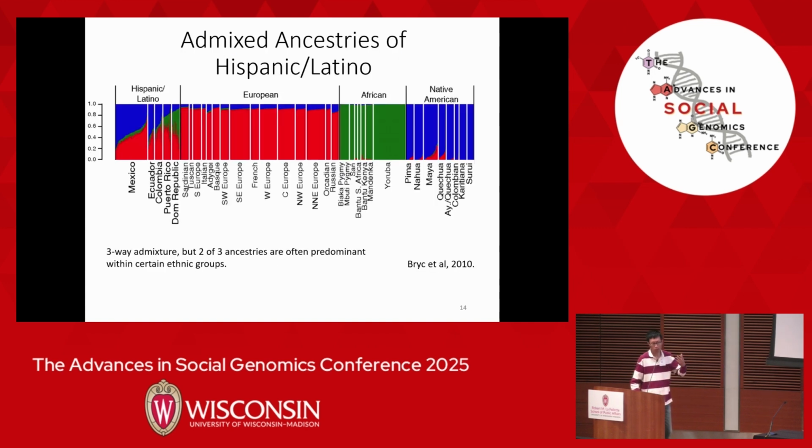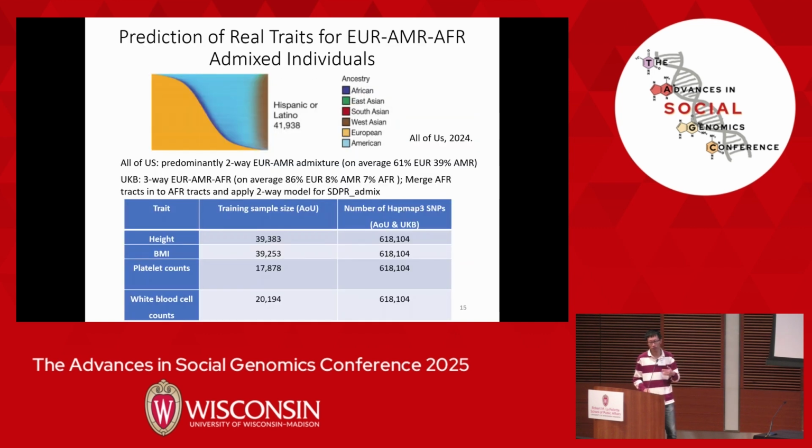And next, I'm going to briefly talk about how we can extend such a two-way admixture model to the Hispanic Latinos. We know that Hispanic Latinos typically have three-way admixture of the European, Native American, and African ancestries. But past studies have shown that 2 of these ancestries are often predominant within certain ethnic groups. For example, Mexicans are mostly Native American and European admixture, and the Caribbean are mostly European and African admixture. So we think that just using a two-way admixture model may be sufficient.